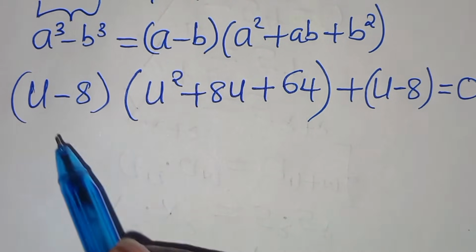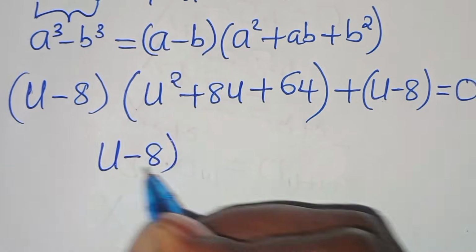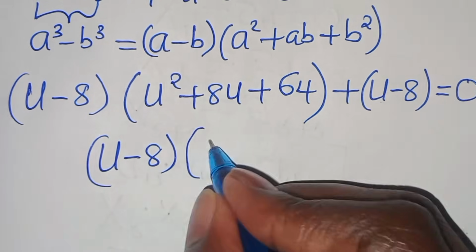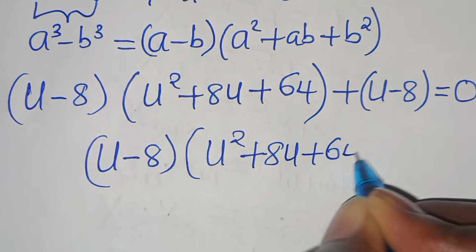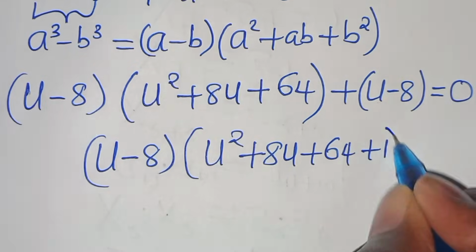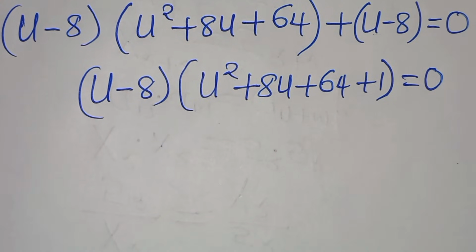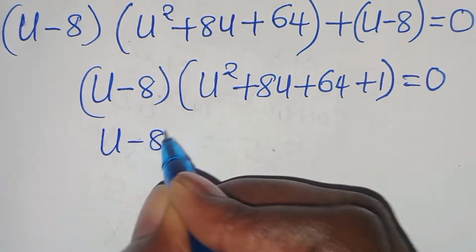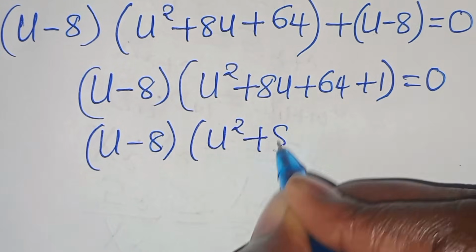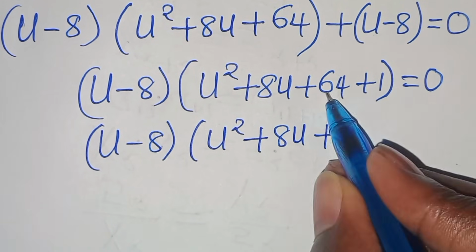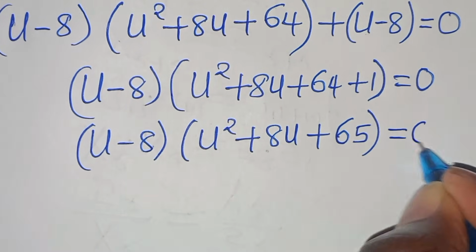So this means that u - 8 is common here. We can factor out u - 8, so we have (u - 8)(u^2 + 8u + 64 + 1) = 0. So this is (u - 8)(u^2 + 8u + 65) = 0.